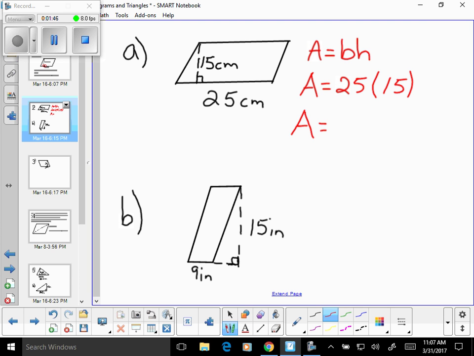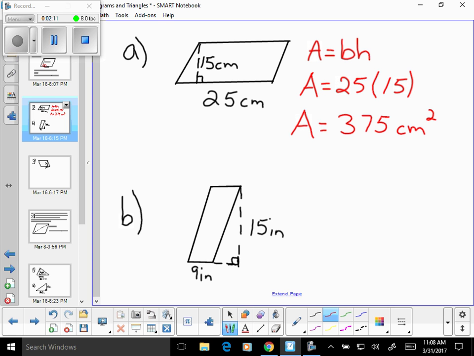No doubt, I would probably put this into a calculator, and I would get 375, and I'm going to have a label of centimeters squared. Area, by definition, usually refers to the square units that a polygon covers. We are taking a centimeter times a centimeter, so our exponent has to be squared.